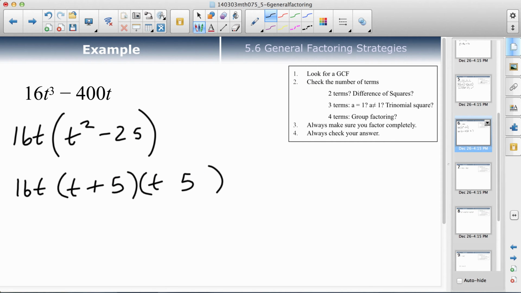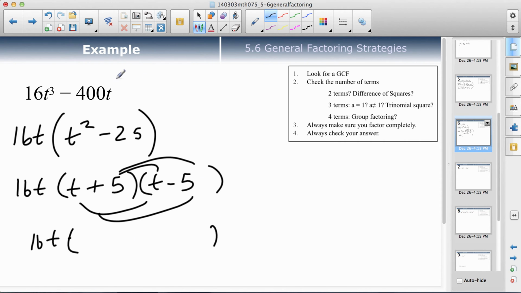One's positive, one's negative. Again, feel free to check your answer on this. To check your answer, I would multiply those first, come up with an answer, and then multiply the whole thing by 16t and see if I came up with that original one. But it's always a good idea to check.